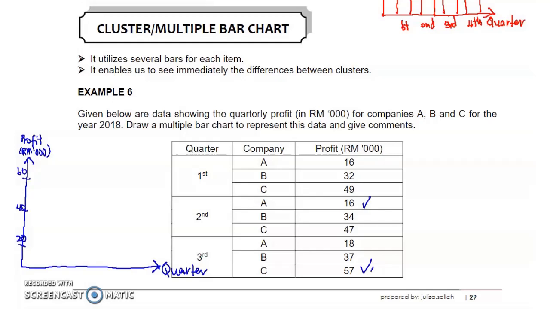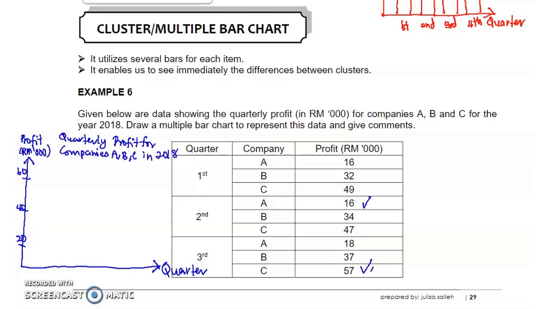And title, put any suitable title. So let's say I put quarterly profit for companies A, B, C in 2018.